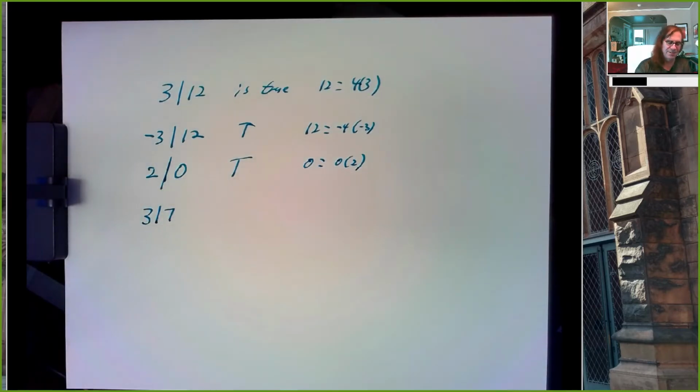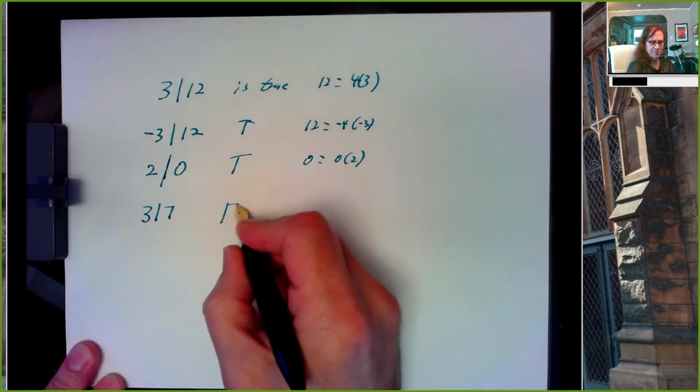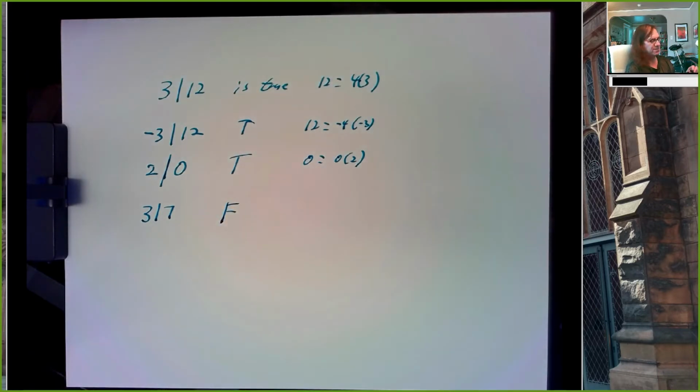Alright, what about 3 divides 7? True or false? Definitely false. Let's see, clarification. If we say A divides B, would that be the same as B divided by A? No. This is a proposition. 12 divided by 3 is not a proposition. It's not a declarative statement with a truth value. 3 divides 12 is a declarative statement. Or 12 is a multiple of 3, or 3 is a factor of 12. Those are propositions. So yeah, it's definitely different.